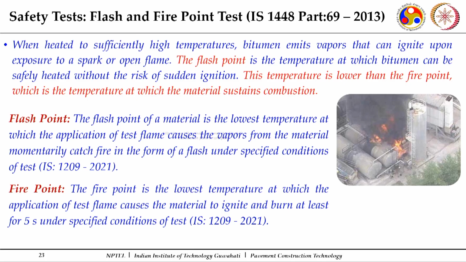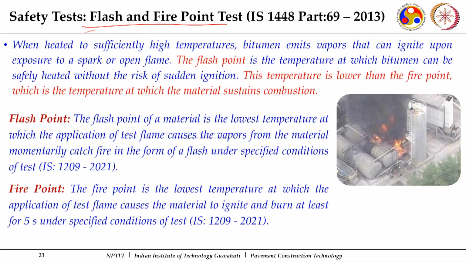Another aspect which needs to be ensured whenever a material is to be used is, since as I mentioned they have volatiles in it. Bitumen is a hydrocarbon. So, when you raise the temperature, fumes are generated, and these fumes can catch fire. Normally, the production temperatures are much less compared to the temperatures at which it can catch fire. But it is still important to ensure, from the safety aspect, what the safe handling temperatures are. For that we have the flash and fire point test.